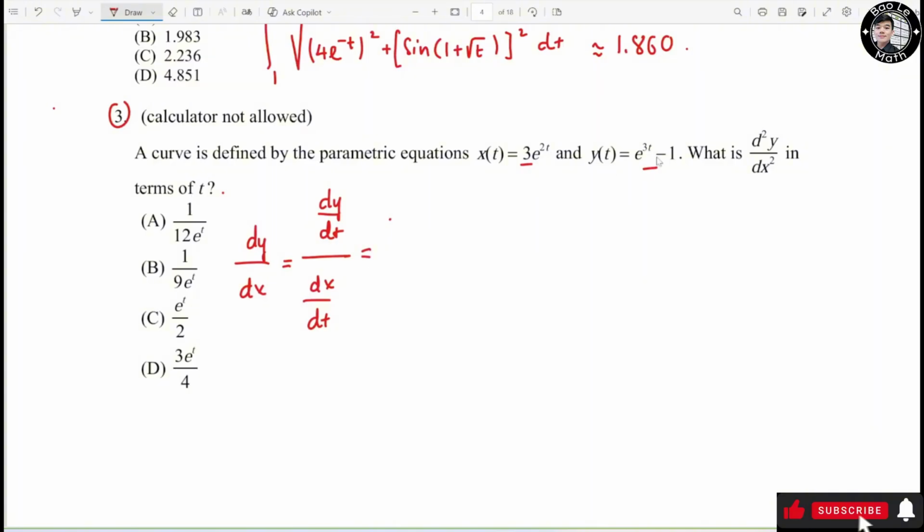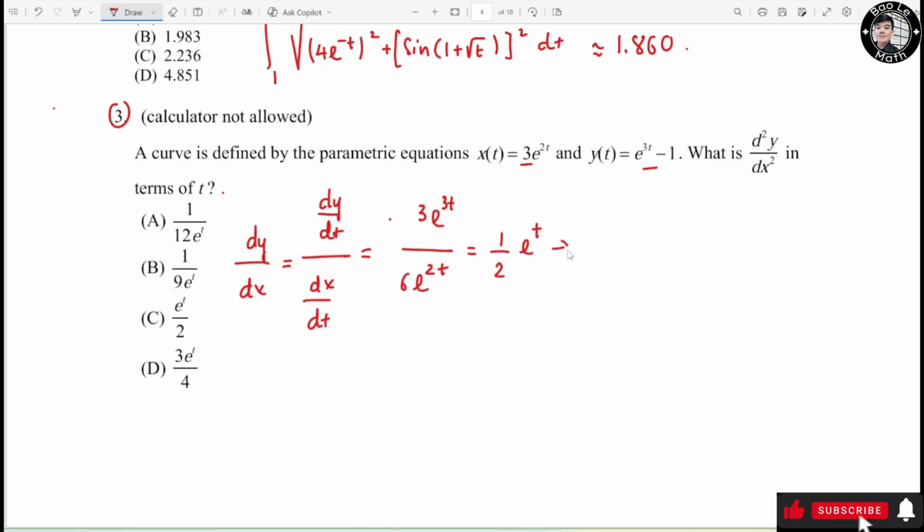Now we're going to check the derivative of this one. It's going to be 3e to the 3t divided by 6e to the 2t. And if we simplify, it's going to be 1 over 2e to the t.